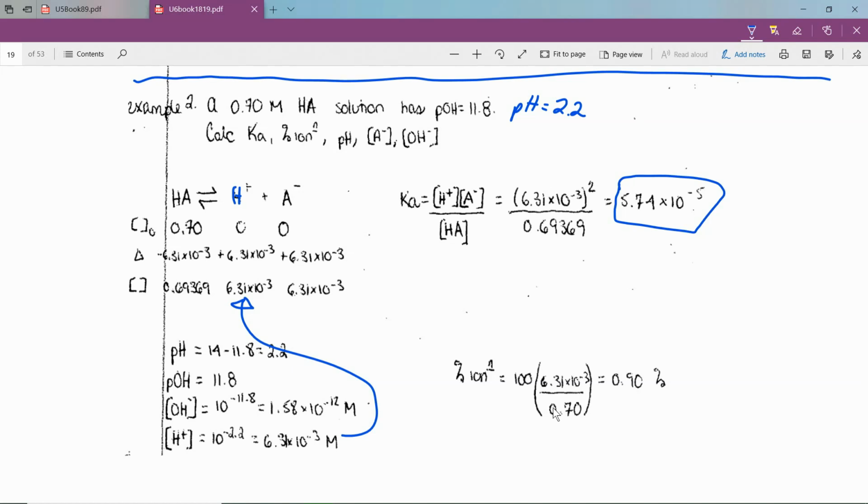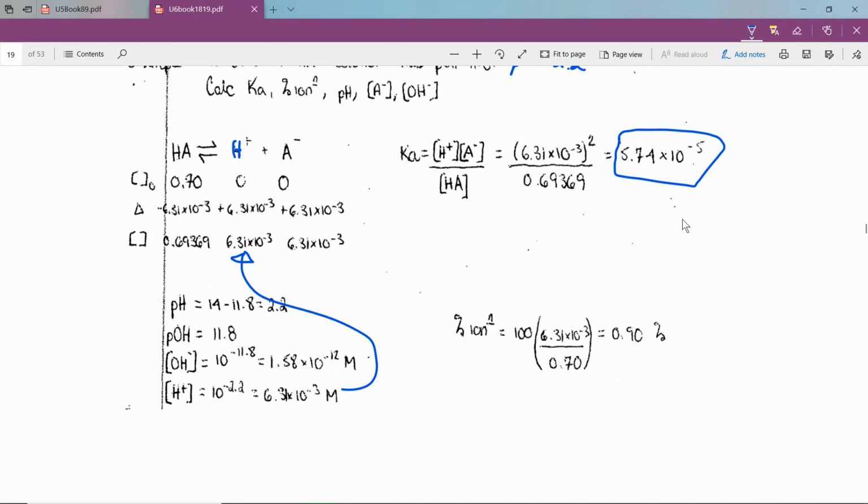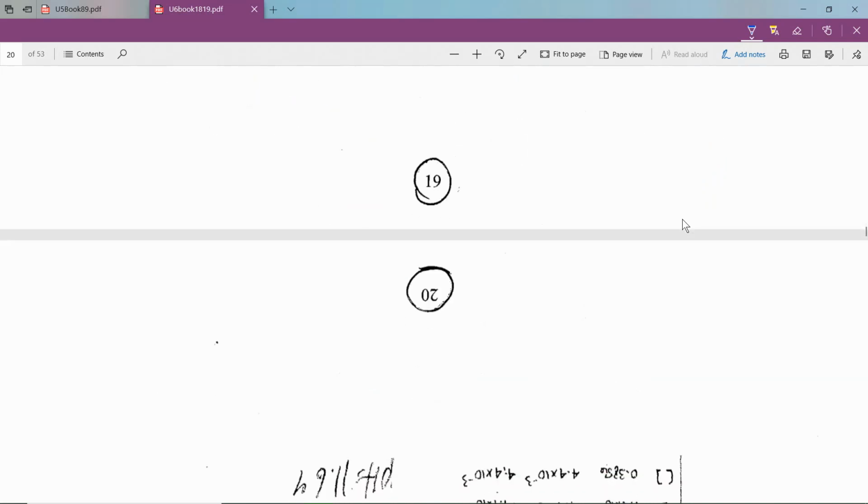I don't know the identity of the weak acid, but now that I've done the measurements and got Ka, I could look at a table of Kas and maybe narrow it down to 2 or 3 acids.